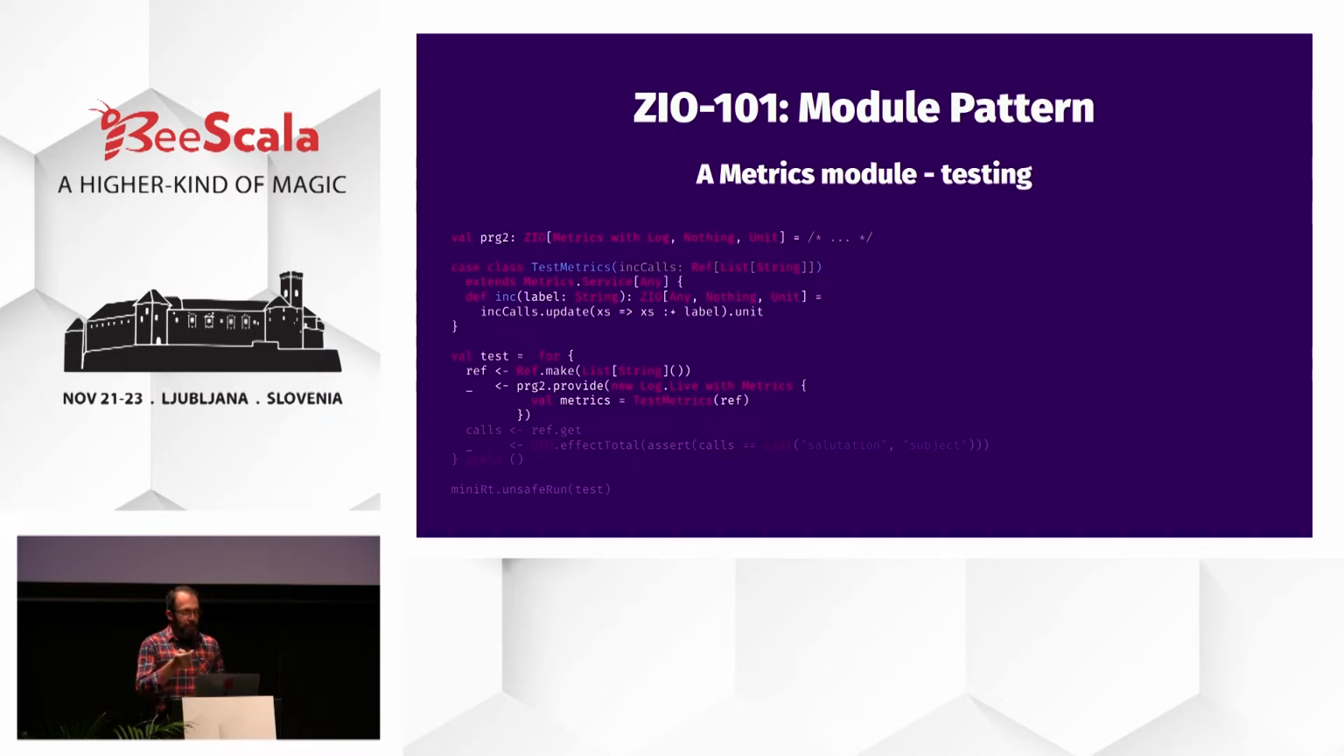And then I can write a simple testing program in this way. I build a Ref containing an empty list. I provide my program with a metrics where the val metrics that points to the service is the one that I created in the case class. At this point, I'm able to get back the Ref that has been updated by the execution of the program, and I can assert that the calls that I'm expecting have been performed. So when I run this program, if I don't have any exceptions, it means that this test passed, essentially. These are the minimal foundations that we need and we will use for the rest of the talk.